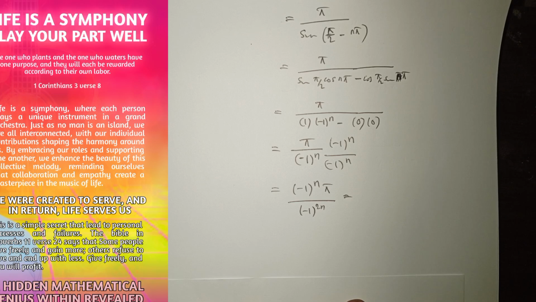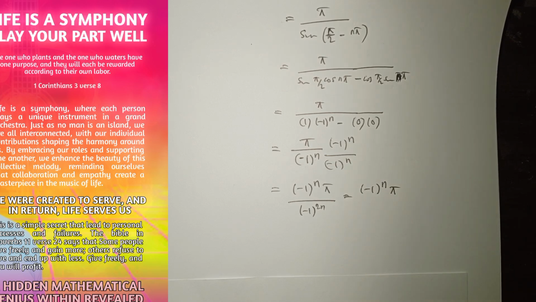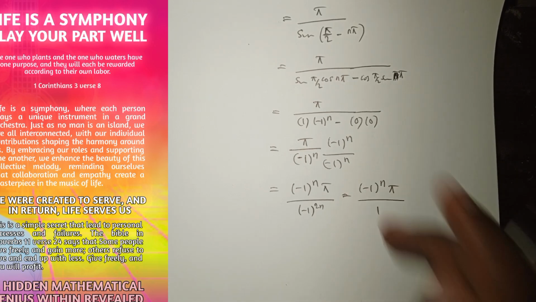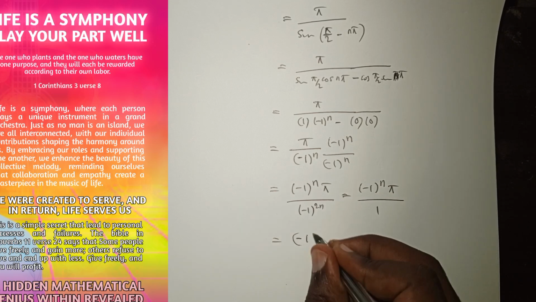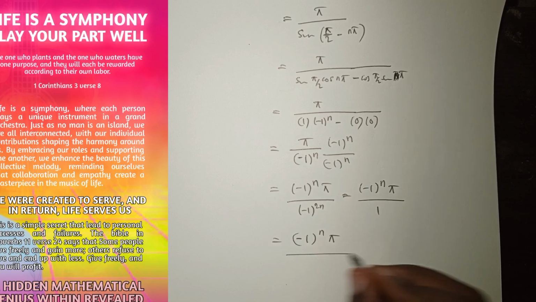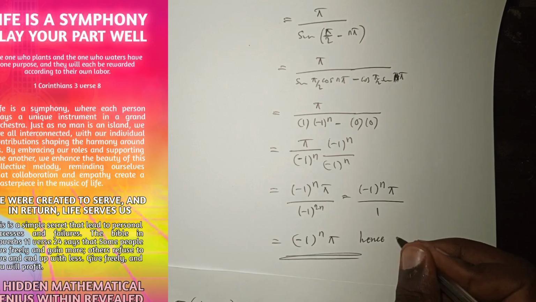So if you raise a negative number to an even power, then it will be positive. So minus 1 raised to an even power, you get a positive 1. So this will be minus 1 to the power n multiplied by pi over 1, and over 1, you get the same term. So this is equal to minus 1 to the power n pi. This is what we have. So hence shown.